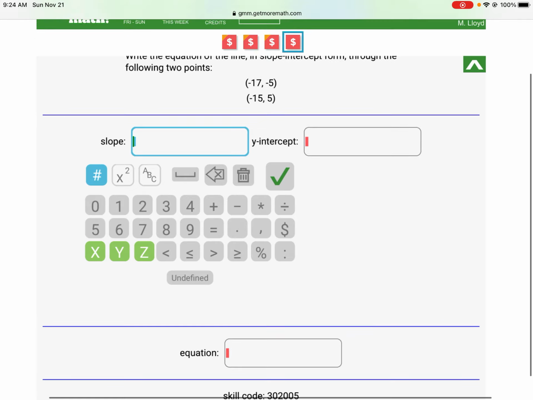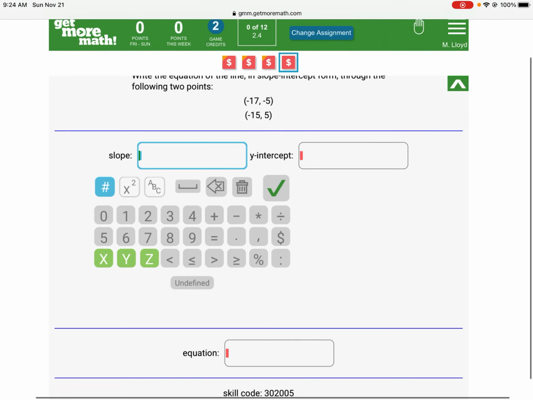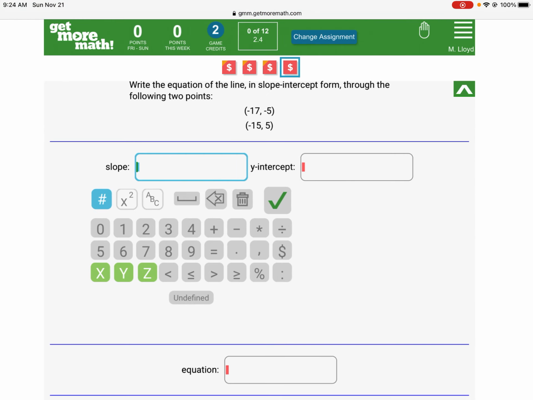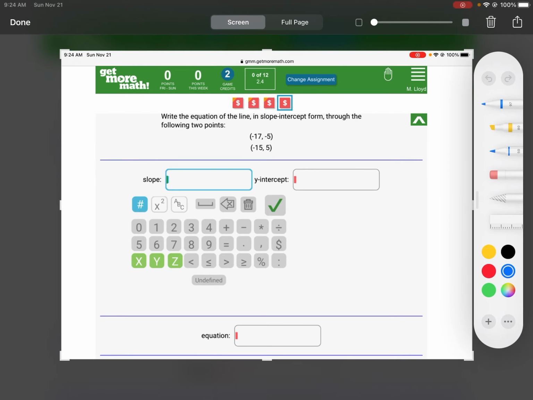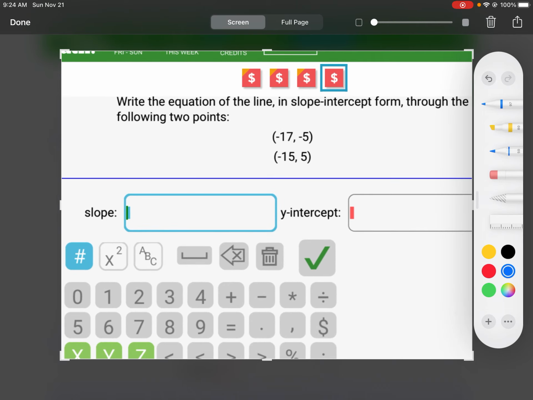So what I'm going to do is just use a screen grab so I can write on the screen itself. And here we go. So screenshot. I would recommend you do the same thing. And then using the markup tool, here we go. We're going to begin by calculating the slope.